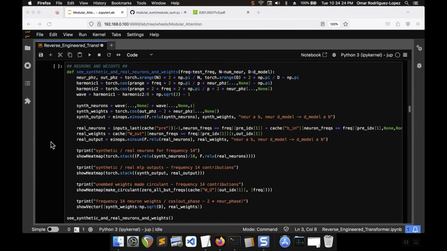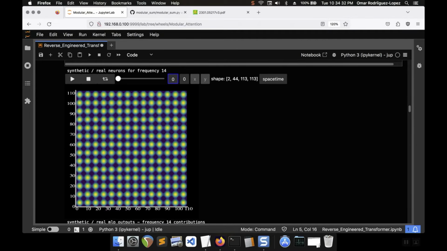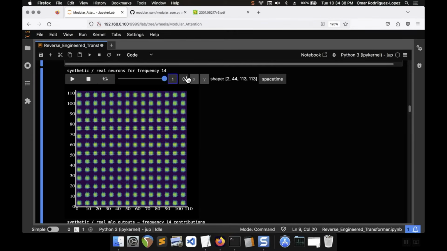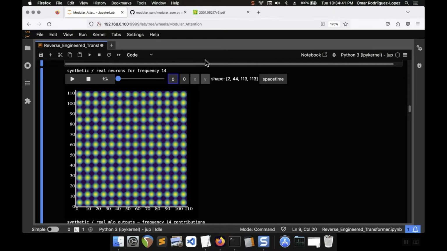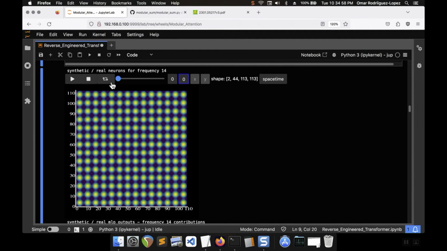Okay, we'll talk about the neurons now. This is where the good stuff happens. So here are the neurons related to frequency 14. These are synthetic, these are real. So the neurons have this structure, no matter what frequency. They have this scheme where they're symmetric, and as you go through the phases, they diagonally shift, retaining symmetry like that. So those are all the neurons for frequency 14, but all other frequencies would operate the same way.